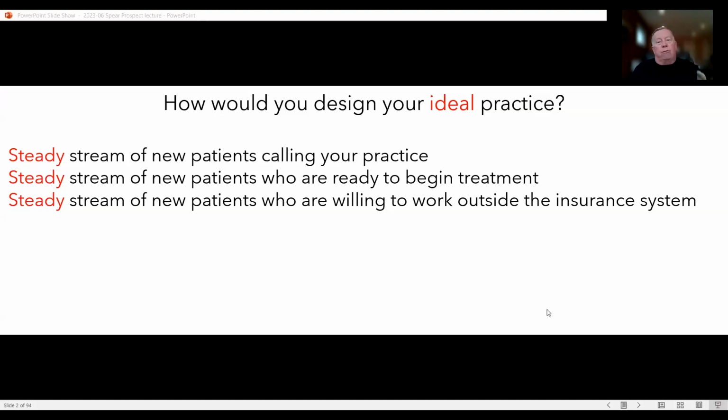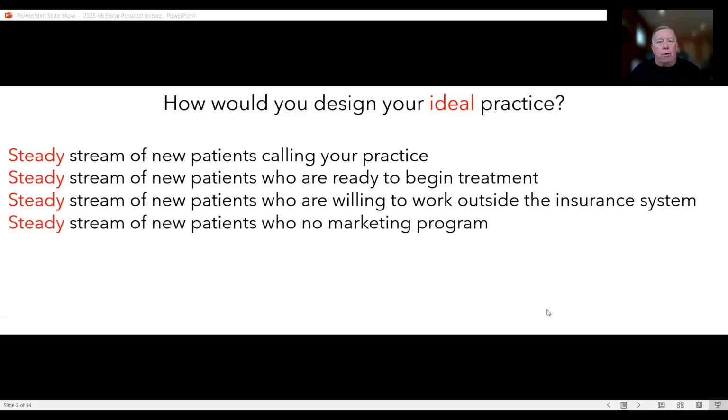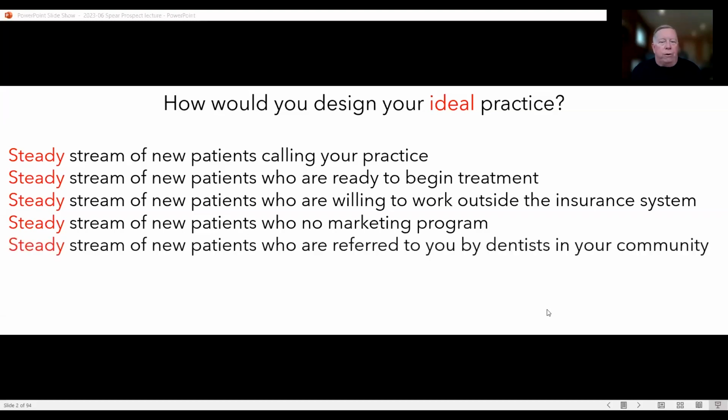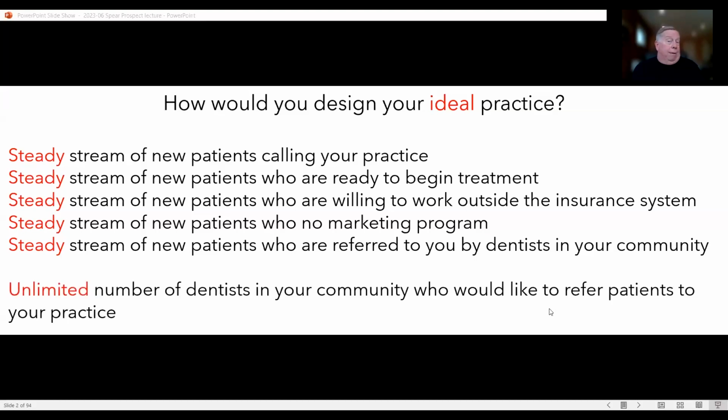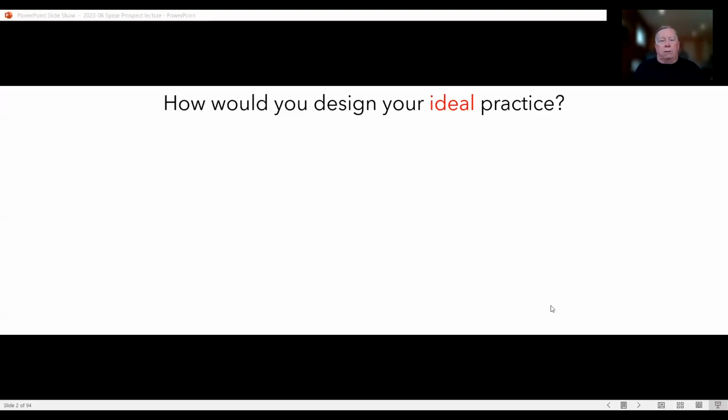So I could have a fee-for-service practice and not be constrained by the limitations put on by third parties in our discussion with patients. I'd like to have a steady stream of patients without really trying, so I don't want to have to do a lot of marketing. Ideally, I'd like those patients to be referred by dentists in our community, who would screen these patients. It would be perfect if I had an unlimited number of dentists in the community who'd like to refer patients to the practice.